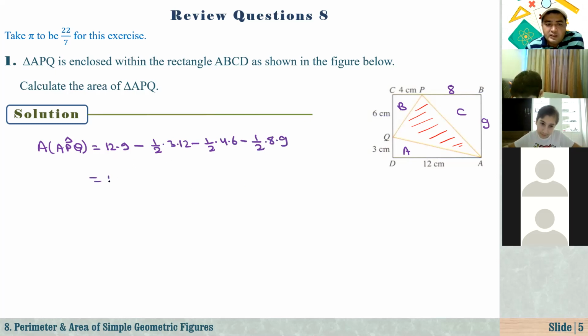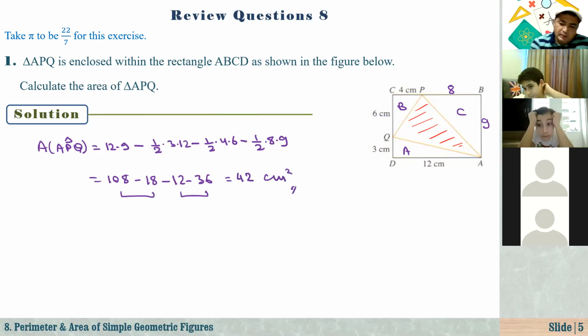12 times 9 is 108, minus 1 over 2 times 12 times 3, that is 18, minus 1 over 2 times 4 times 6, that is 12, minus 4 times 9, that is 36. So this one is, what is it? 90, and this one is 48. So the answer is 48 cm squared.